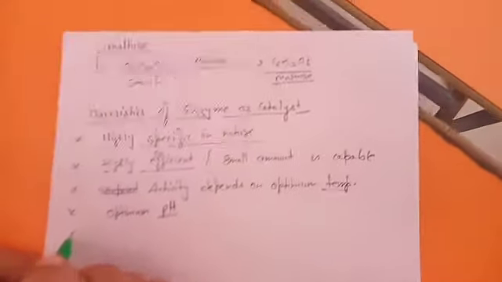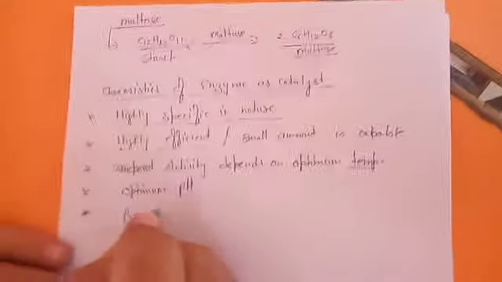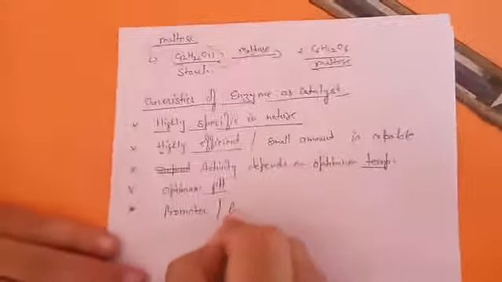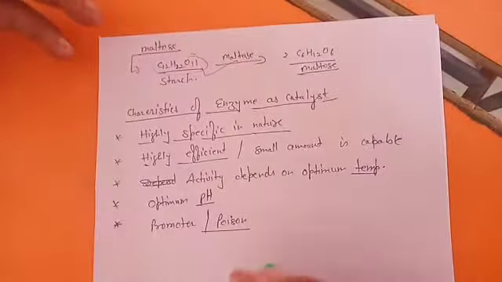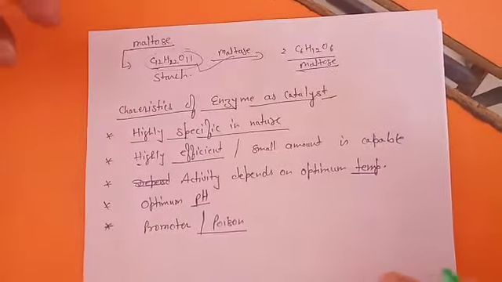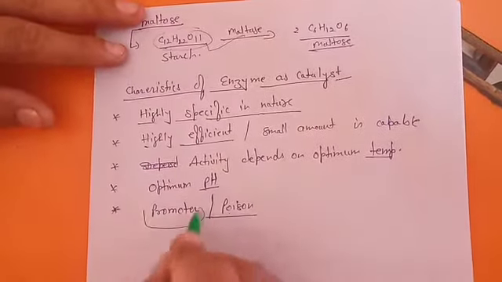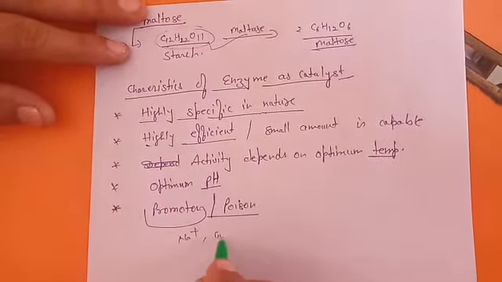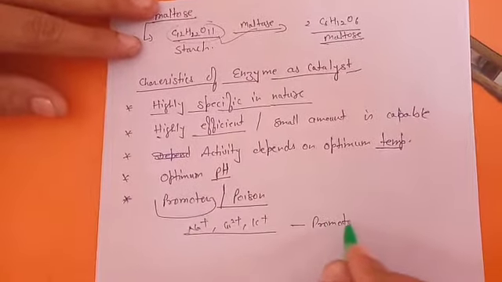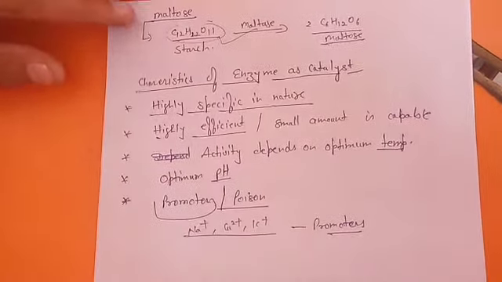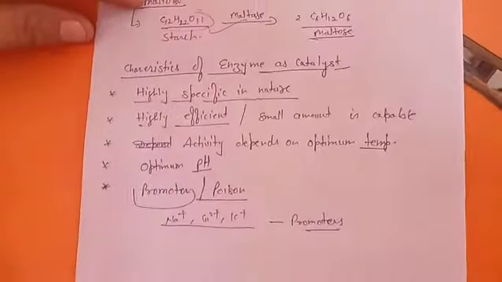Next characteristic, they also have some promoters and poisons. Meaning to say, their activity can be enhanced by some things, and some elements are also present which reduce the activity of the enzymes. Like for promoters, sodium ions, calcium ions, potassium ions act as promoters. If these ions are available, they will further enhance the activity of enzymes. So these are the specific characteristics of enzymes.